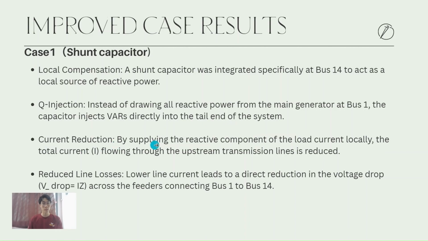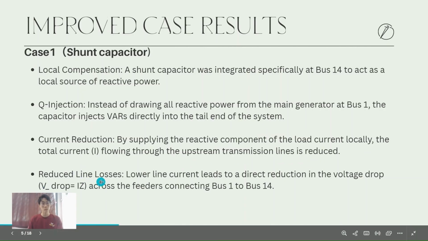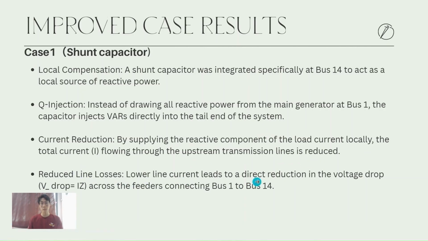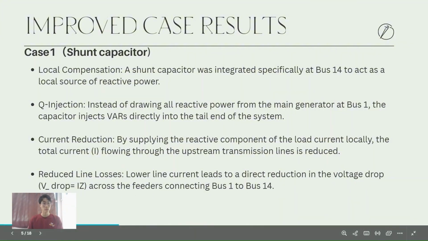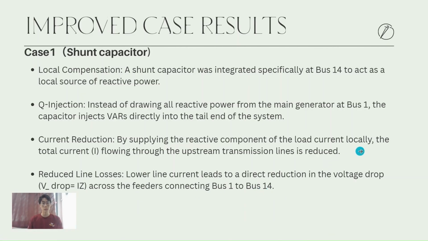Current reduction. By supplying the reactive component of the load current locally, the total current flowing through the upstream transmission line is reduced. Reduced line losses. Lower line current leads to a direct reduction in the voltage drop, because voltage drop equals I times Z across the feeders connecting bus 1 to bus 14.